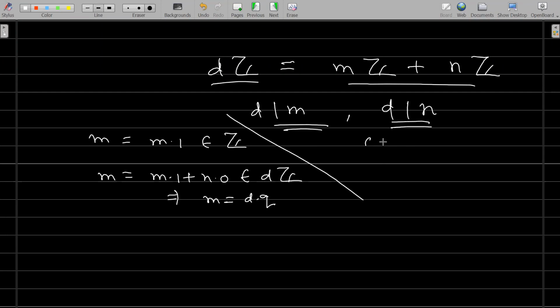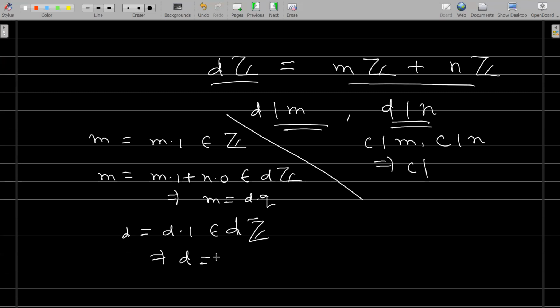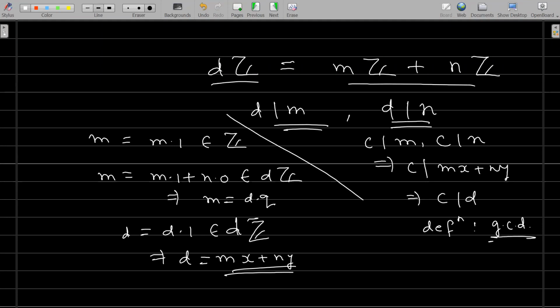And if at all any other C divides M and C divides N, that will imply C will divide any combination. But you see, D is D times 1, so it belongs to DZ. So D must be of the form MX plus NY. If C divides M and C divides N, that will imply C divides MX plus NY. But my D is of the form MX plus NY for some integers X and Y. So C divides D, and that is your definition of GCD. So GCD is defined by this method.